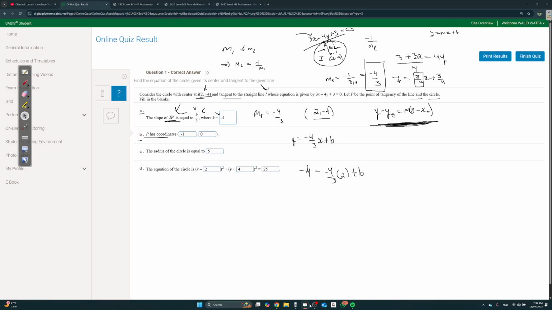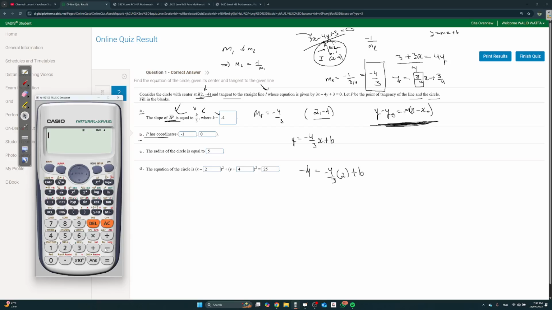You're going to get that b is equal to minus 4 plus 8 over 3. You're going to get b is minus 4 over 3. Okay, so the equation of the line is y is equal to minus 4 over 3 x minus 4 over 3. So this is the equation of the radius.